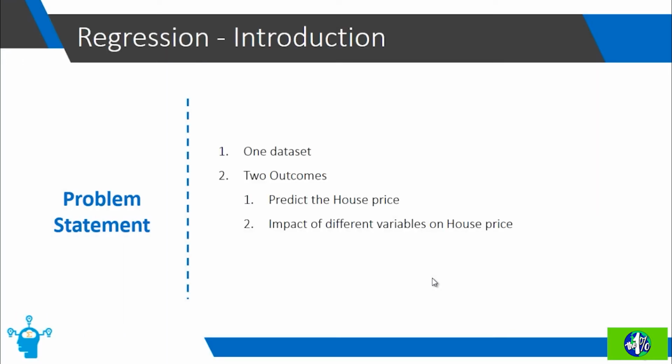In this section, we are going to use one data set, which will be the house pricing data set. Using that data set, we are trying to achieve two outcomes. First outcome is we want to be able to predict house prices given the value of other variables. And the second outcome is we want to identify the impact of different variables on the house price. That is, we want to establish which variables are important and changing which variable by how much amount will change house price by how much amount.